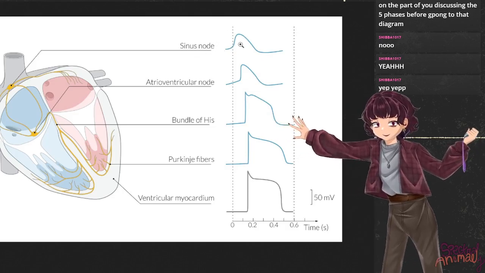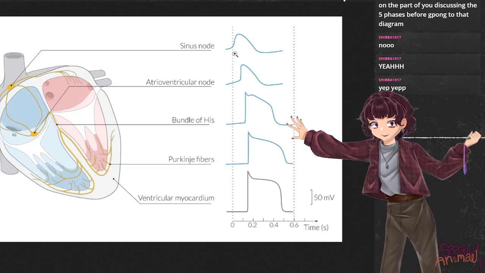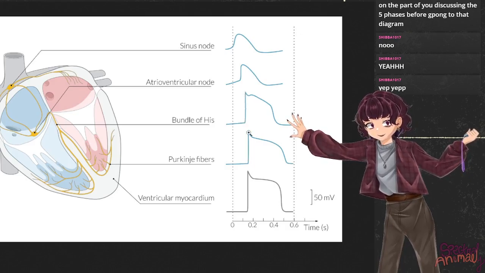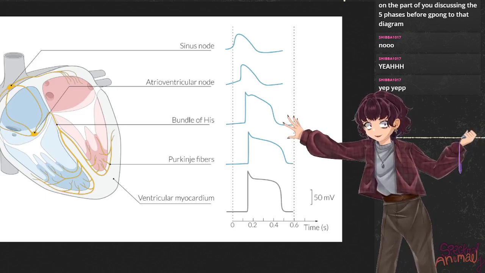The SA node is the one that goes first. That's the one that does the first depolarization. Then after that, it gets slowed down, and then the AV node happens. Then it goes out of the bundle of His, then into the Purkinje fibers, and then that's when it hits the ventricular myocardium. We got it?